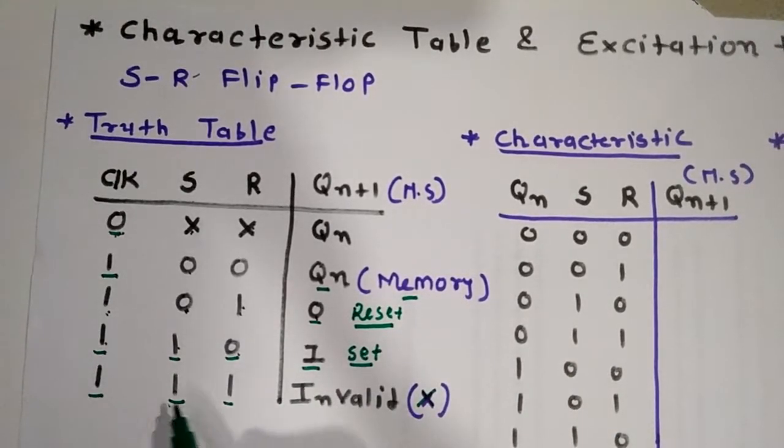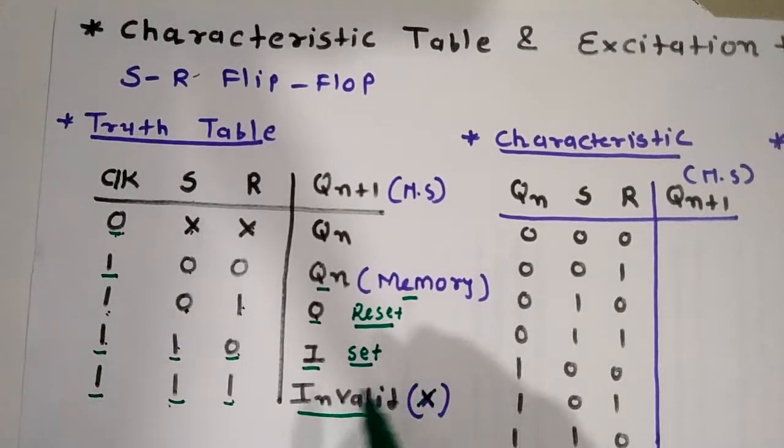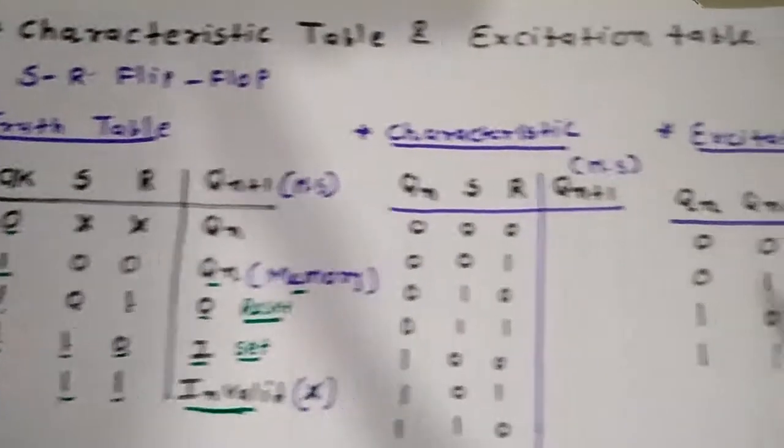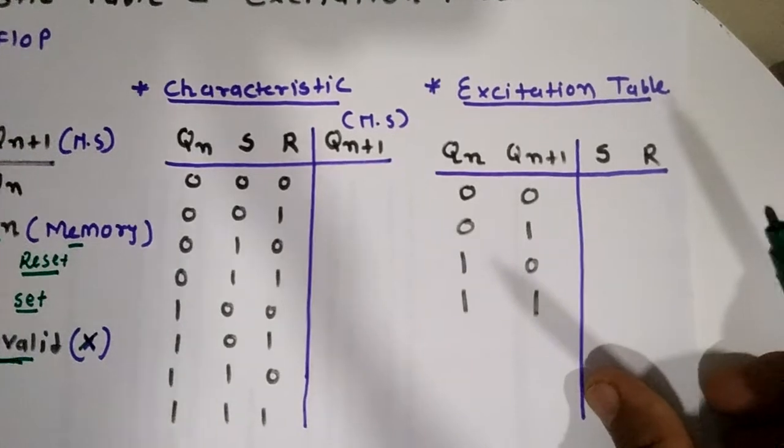If S is equal to 1 and R is equal to 1, then the output of SR flip-flop is an invalid condition. Invalid condition means the output of SR flip-flop must be complementary, but here we cannot get the complementary output. That means this state is an invalid state. So if S is equal to 1 and R is equal to 1, then the output of SR flip-flop is invalid. After that we see the characteristics table of SR flip-flop.